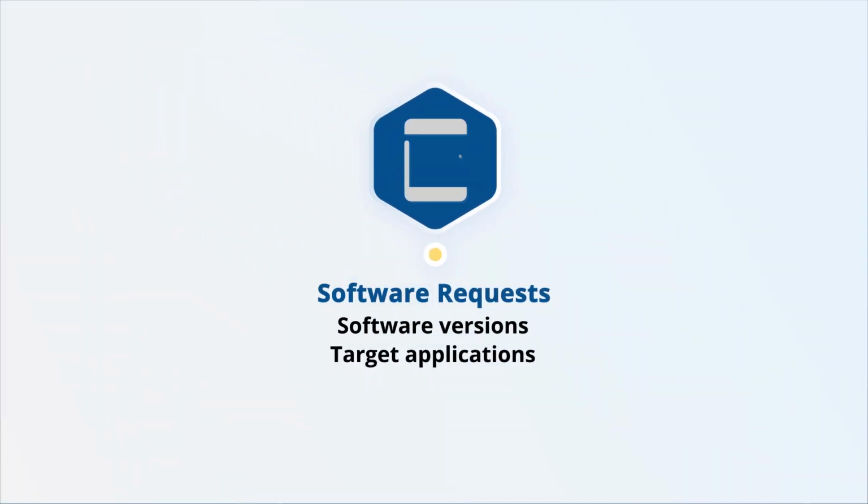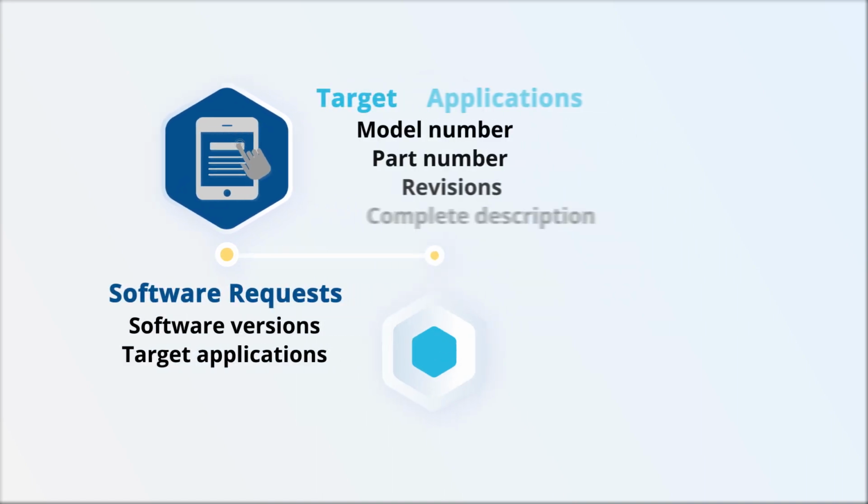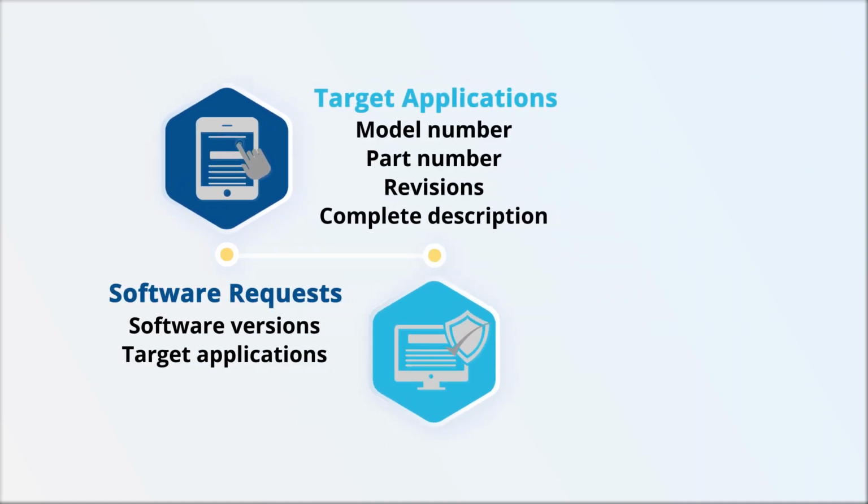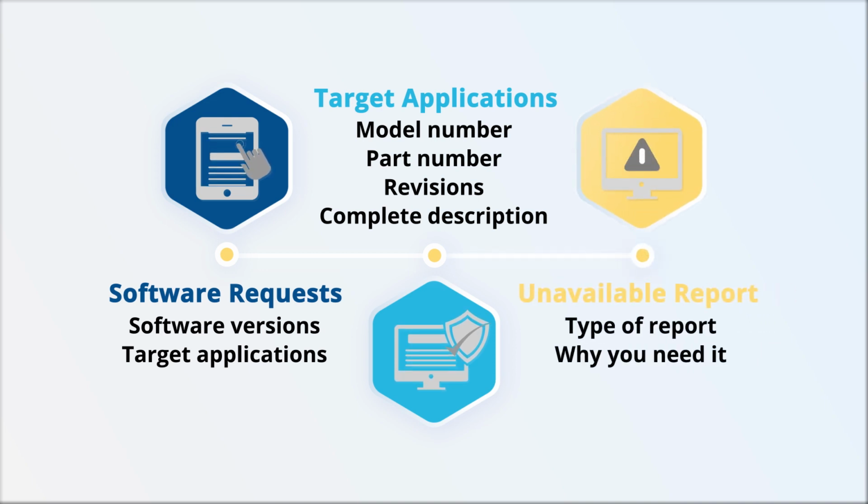For software-related requests, include the software versions and the target applications to help us locate the right files for you. If you need design files, include the model number, part number, revisions, and a complete description of the product. If you need a report that is not available online, please indicate which type of report you need and why you need it so we can try to assist you.